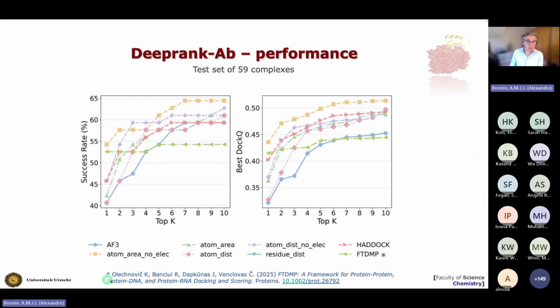So we have different models. So these are all different models from DeepRank-AB. HADDOCK scoring is there as well. FTDMP is from Pencláva's group, who has been doing very well in scoring in CASP and CAPRI. So this is the Voronoi-based approach, and AlphaFold 3 is there as well as the blue line. So you see that the best model, which is this one here, is basically outperforming all the others.